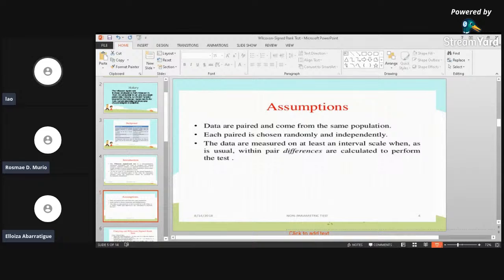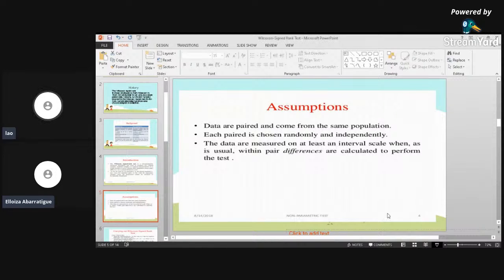Now let us proceed to the assumptions. The data are paired and come from the same population. Each pair is chosen randomly and independently. The data are measured on at least an interval scale when, as is usual, within-pair differences are calculated to perform the test.